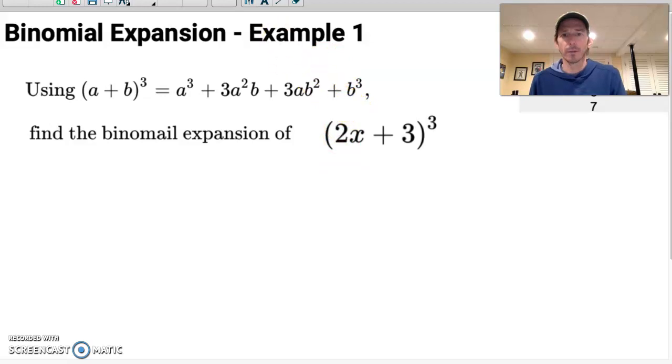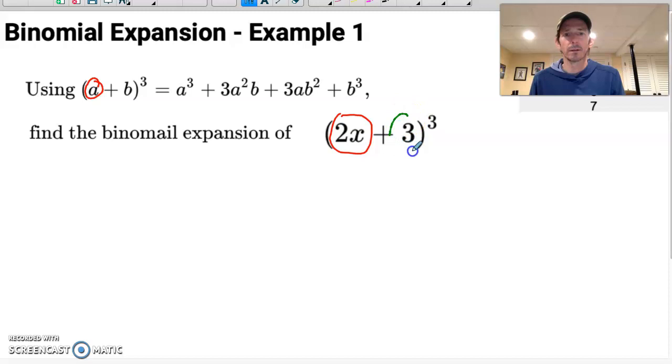What I have to be aware of as I look at this is that I've kind of messed with you a little bit, because this whole thing is now your a. So 2x together makes a, and 3 is your b. And I'm going to use blue to represent what the coefficients are that are there.